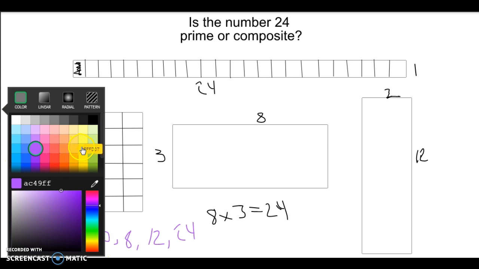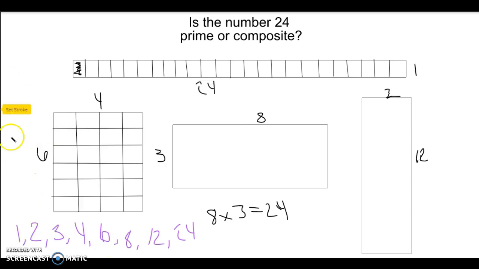All right, let's see how they're related to one another really quickly. So I've got 1 to 24. 1 times 24 is 24. 2 times 12. 3 times 8. And 4 times 6. So how many factors does this number have? 1, 2, 3, 4, 5, 6, 7, 8. 8 factors. Okay, so if we look back at our definition of prime or composite, 8 factors makes a number composite.